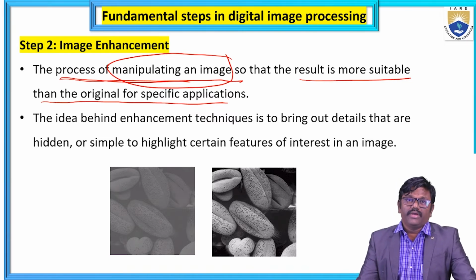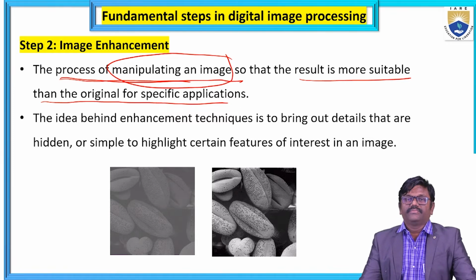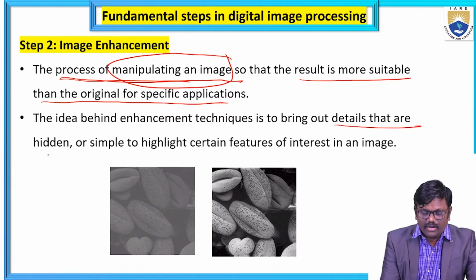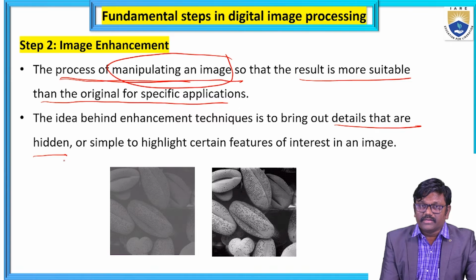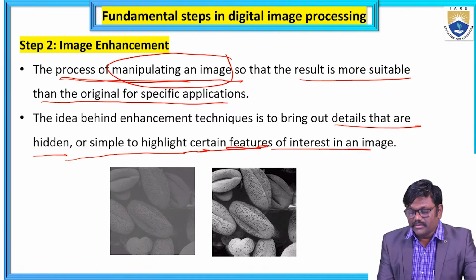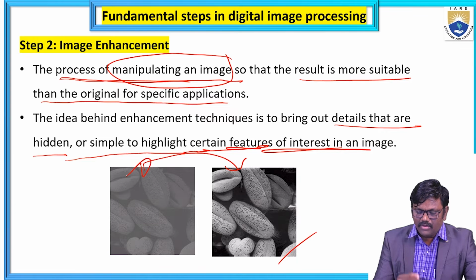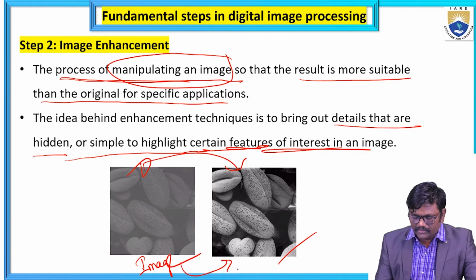So an image which we are getting here enhanced is now a simple process of manipulating an image, where we are concentrating especially on the details that are hidden. That image may have certain pixel content hidden, or we simply highlight certain features of interest in an image. Then you are going to get what you require. You compare these two images. Okay, this image is now enhanced.